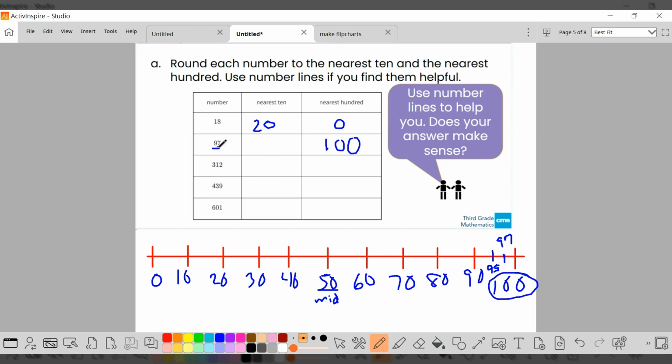But now let's look at the tens. 9 tens or 10 tens. So 90 or 100. Which one is it closer to here? It's going to also be closer to 100 because that is also a multiple of 10. When we skip count by 10, we land on 100. So this is going to be closer to 100.